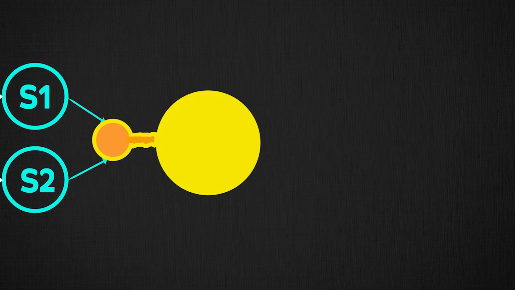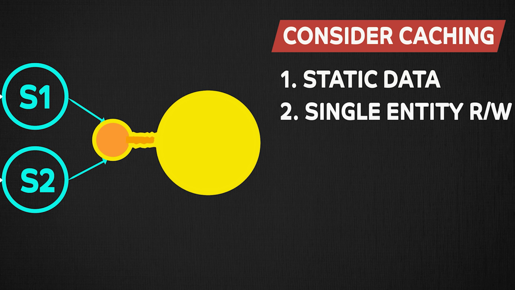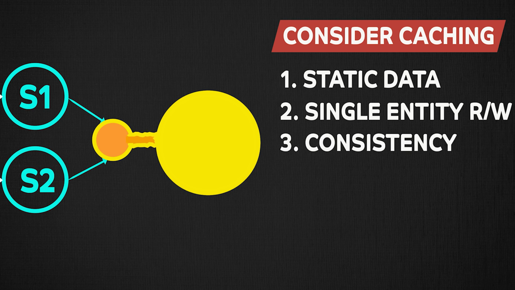To summarize, you should definitely consider caching when dealing with static or immutable data. You should consider using caching if you have a single entity reading or writing data. If you don't care about consistency or staleness of data, you should consider caching. Otherwise, you should design a system where you can properly invalidate or get rid of stale data in your cache in a distributed manner by using something like Redis.